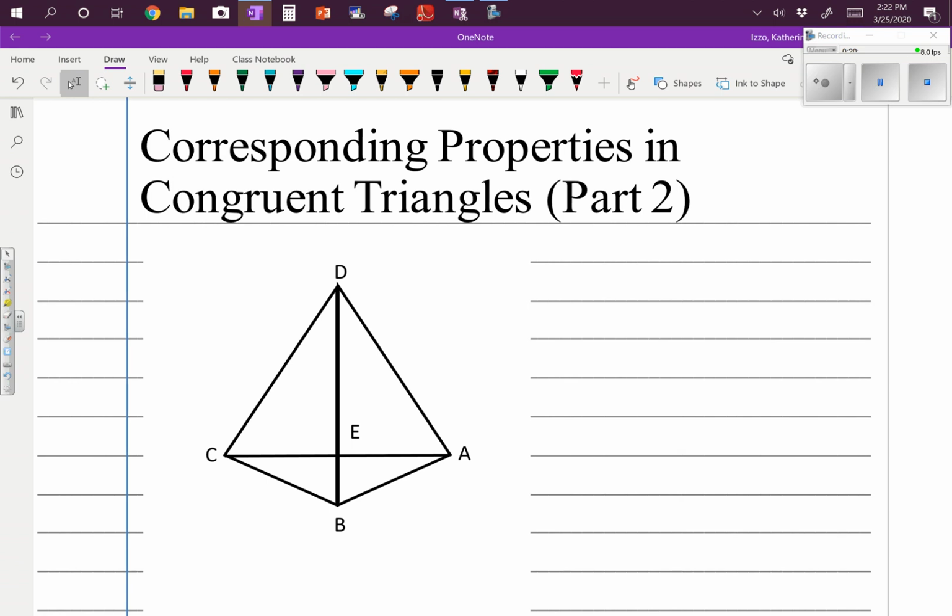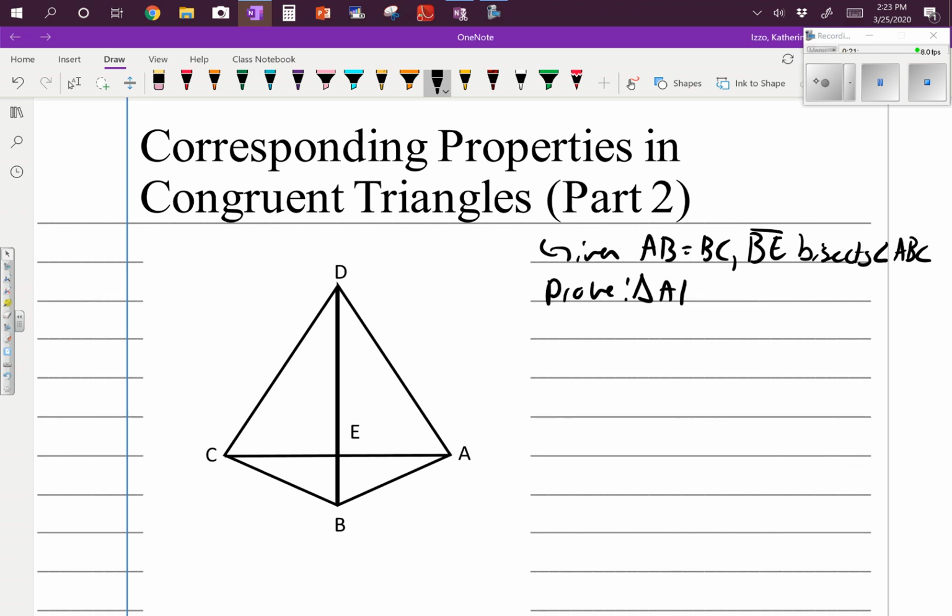All right, so I need to write out our givens. We are given that AB equals BC and that BE bisects angle ABC. We want to prove triangle ADE is congruent to triangle CDE.